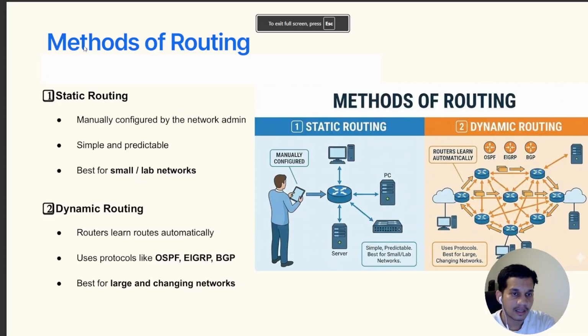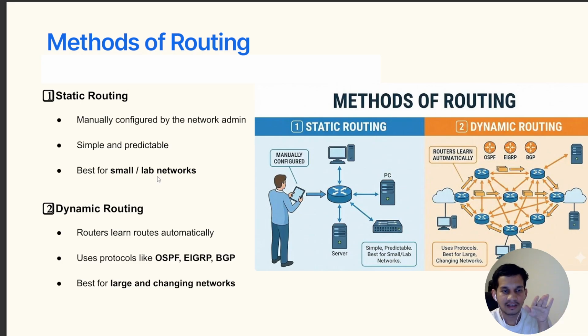And then coming towards the routing, we have two types of routing, static routing and dynamic routing. So static routing is done manually, configured manually, like the default gateway and all. So I'll have a separate video on static routing and dynamic routing, so no need to worry about that. You need to manually configure the address, the network and the next hop. It is simple and predictable, and it is best for very small networks or practice labs.